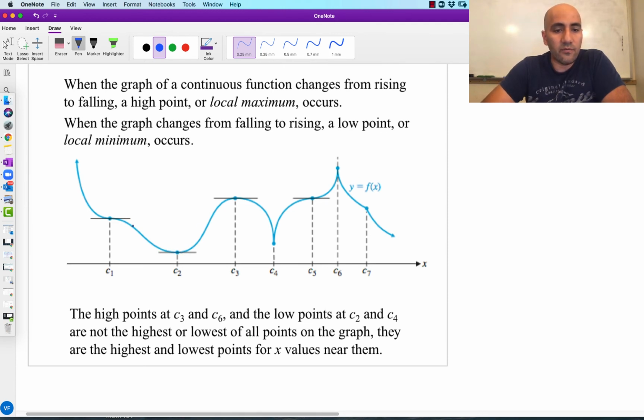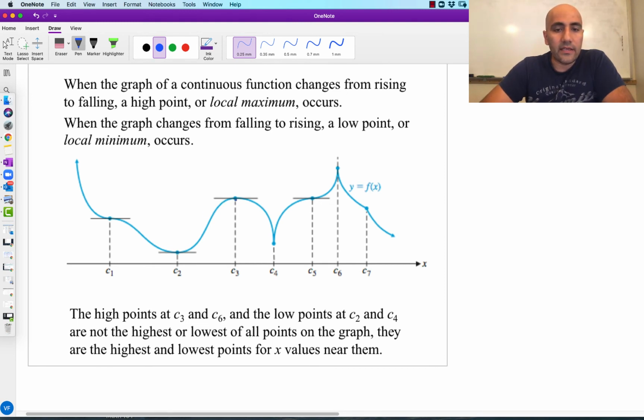So it goes from falling to 0 and then to rising, which means that the derivative had negative derivatives, negative derivatives, negative derivatives, 0, and then positive derivatives, positive derivatives. When we see that occur, we end up with something we call a local minimum. Good. So this is a local minimum here.